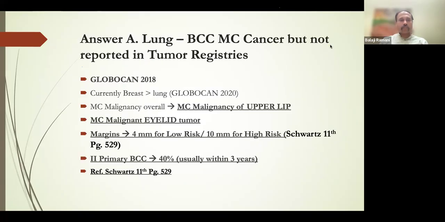So the answer is going to be your lung. So 2018 was breast, lung. 2020 was breast greater than lung, and in 22 again it has changed. From 22 to 23, lung has overtaken.